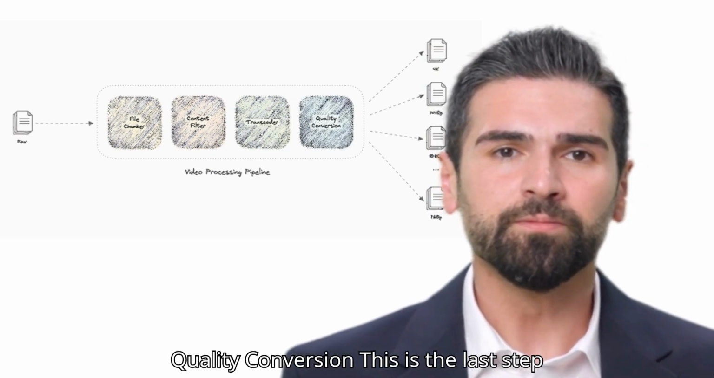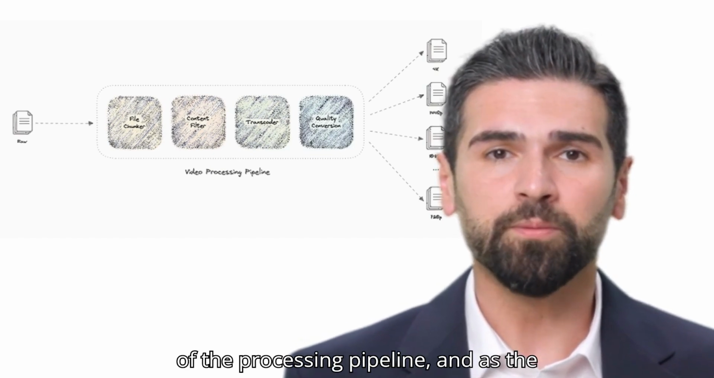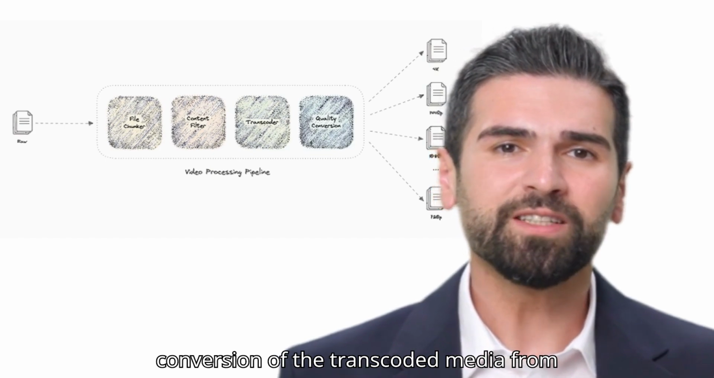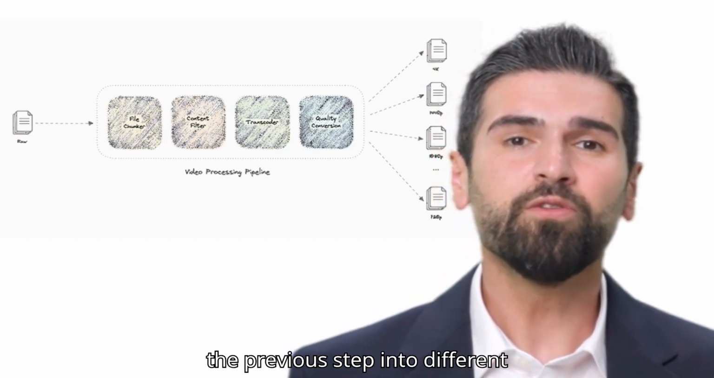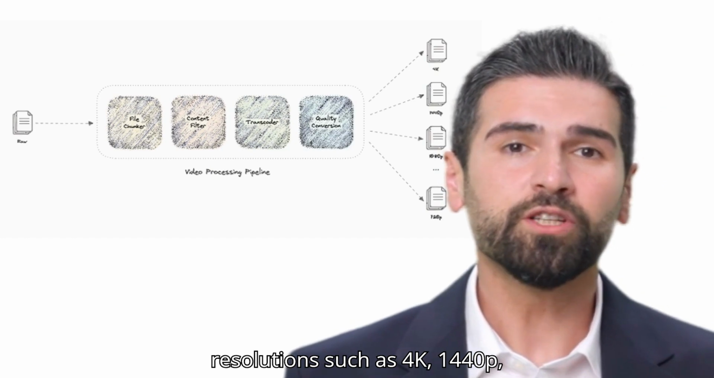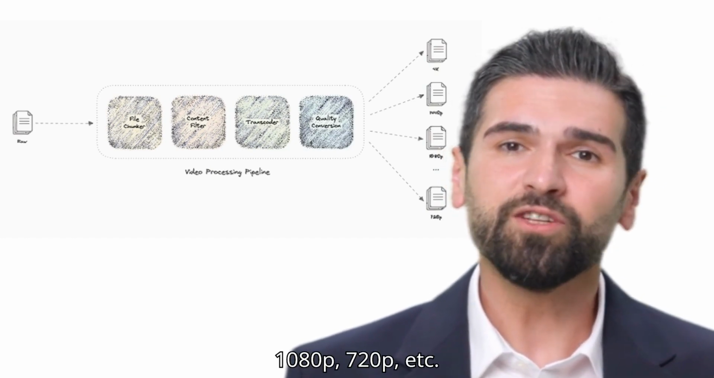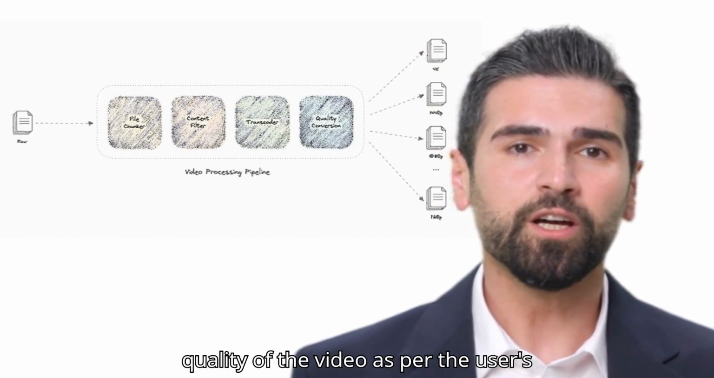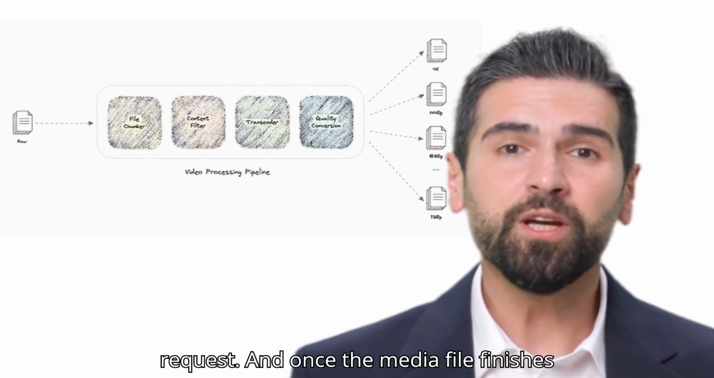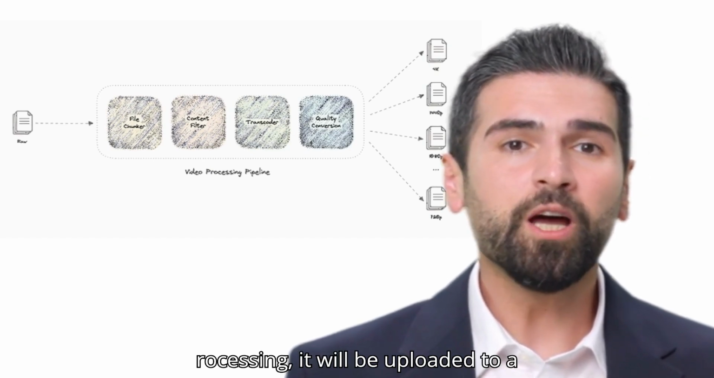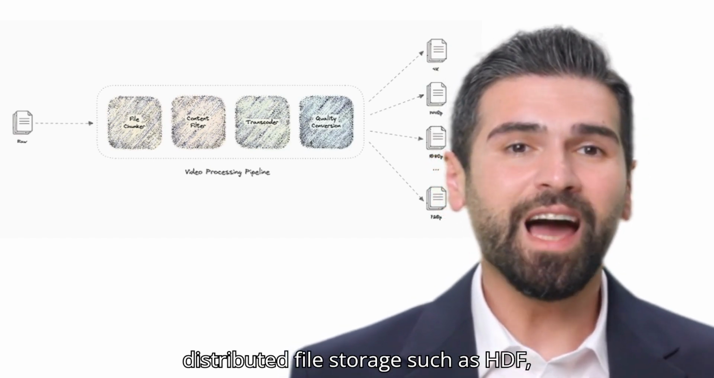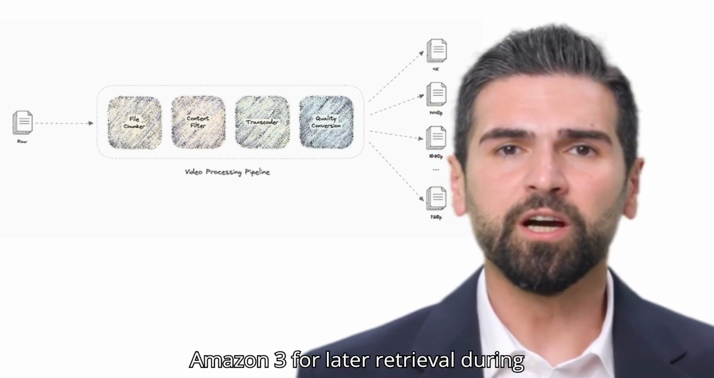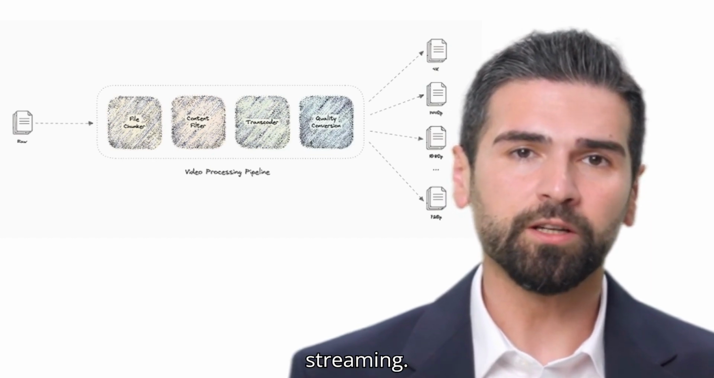Quality conversion. This is the last step of the processing pipeline, and as the name suggests, this step handles the conversion of the transcoded media from the previous step into different resolutions such as 4K, 1440p, 1080p, 720p, etc. This allows us to fetch the desired quality of the video as per the user's request, and once the media file finishes processing, it will be uploaded to a distributed file storage such as HDFS, GlusterFS, or an object storage such as Amazon S3 for later retrieval during streaming.